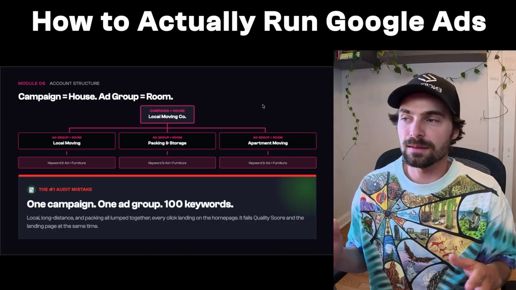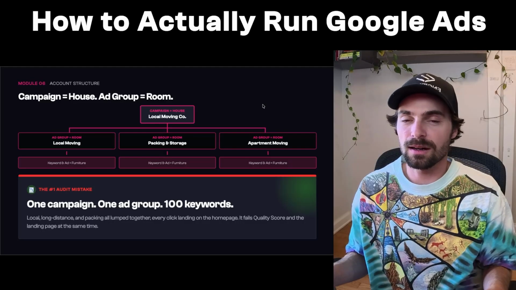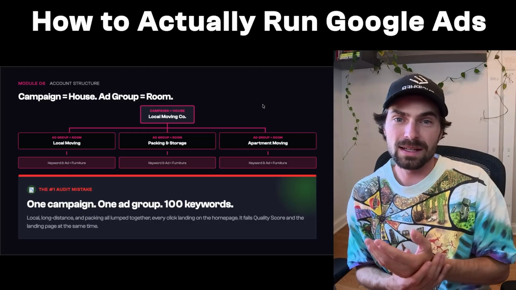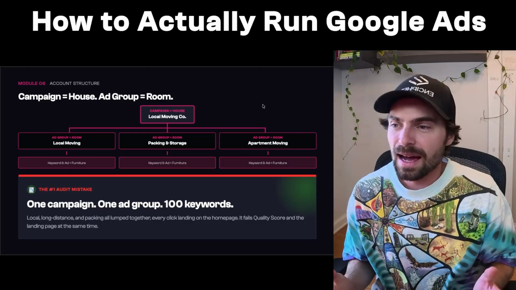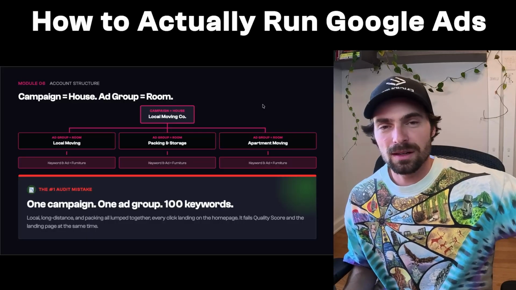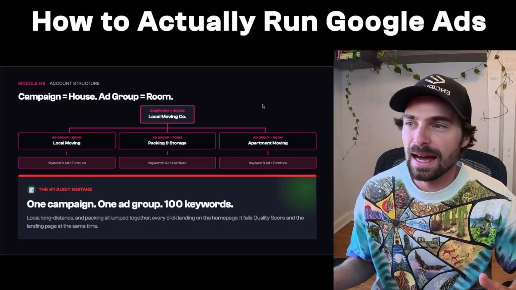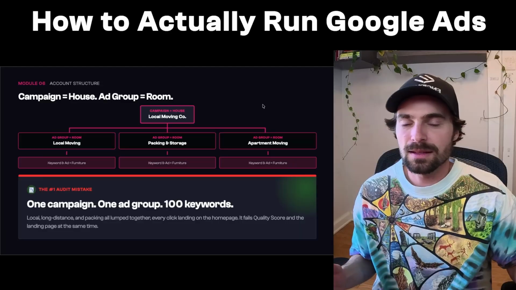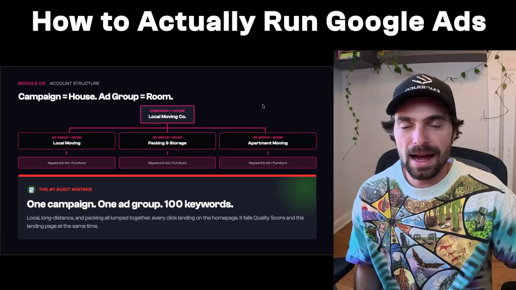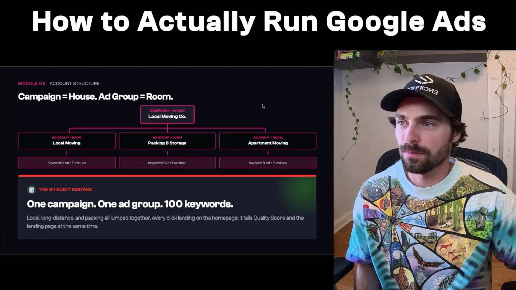So the number one mistake that we see when we're auditing accounts is there's one campaign and there's one ad group and there's like 100 different keywords in this one ad group and it's one ad basically. That is the wrong way to do it, and that's how you're going to have a low quality score.